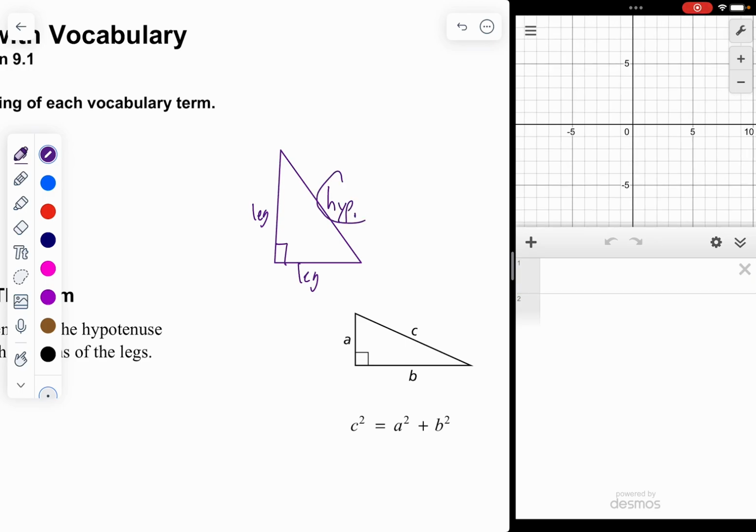Which means the hypotenuse has to be the biggest side. It's always opposite the right angle. The right angle is always the biggest angle in a right triangle, and the hypotenuse is the longest side.